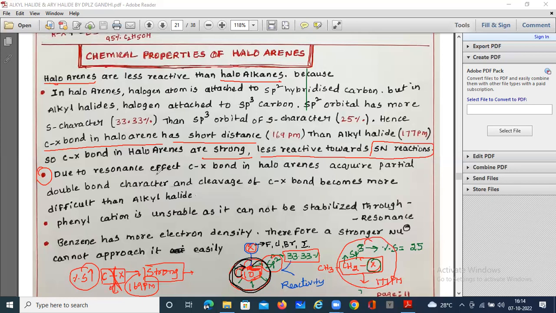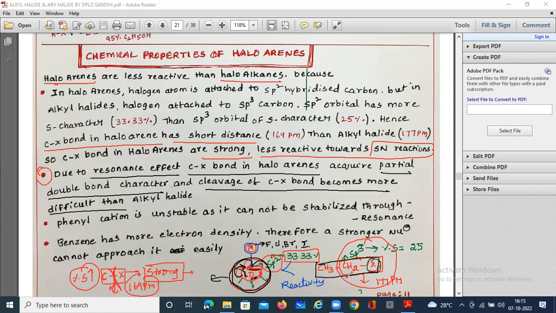resonance. Due to this resonance effect, the C-X bond in haloarenes acquires partial double bond character, like this, like this, like this. And that's why the cleavage of the C-X bond becomes more difficult here, due to the participation of resonance. That's it. Very simple. But what about over here in alkyl halide?